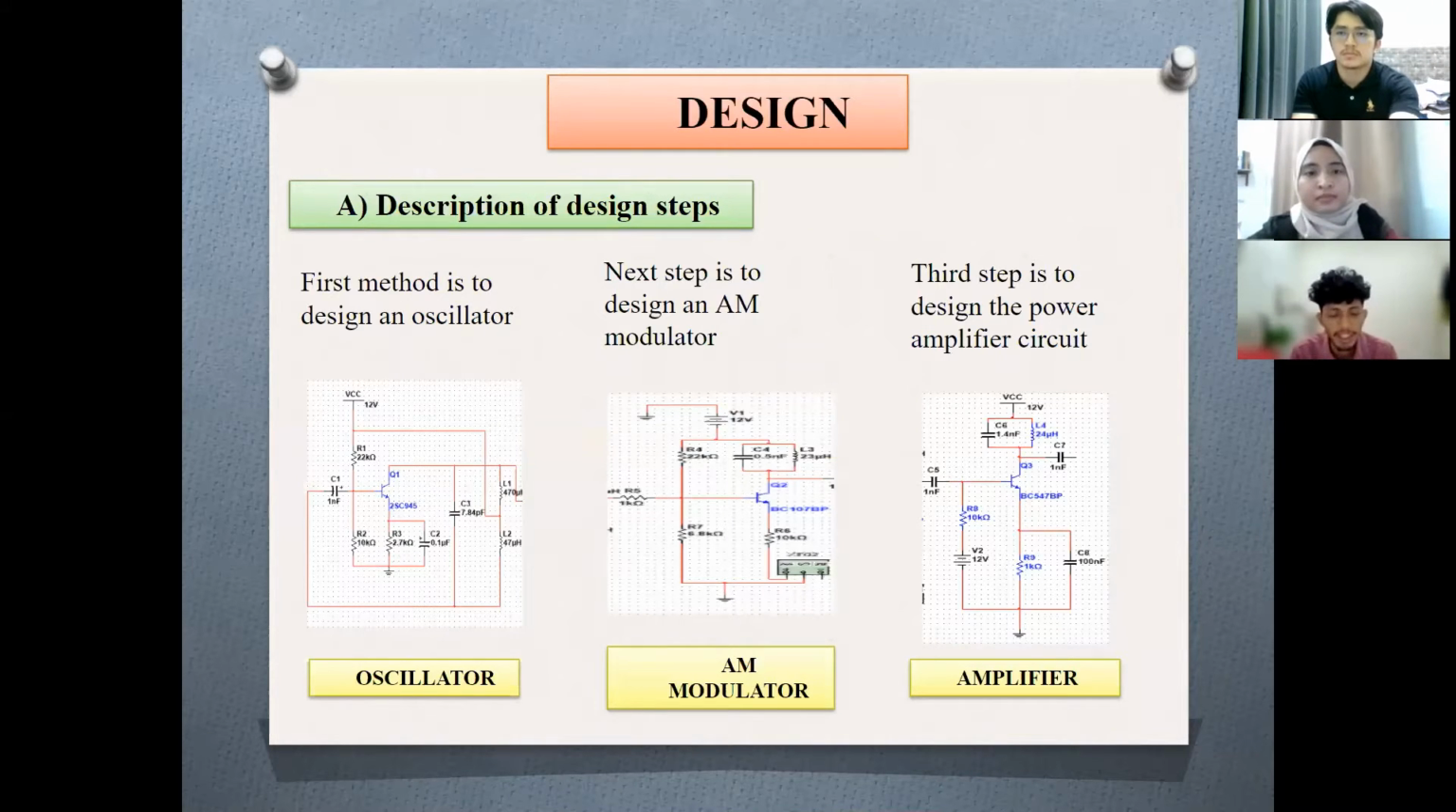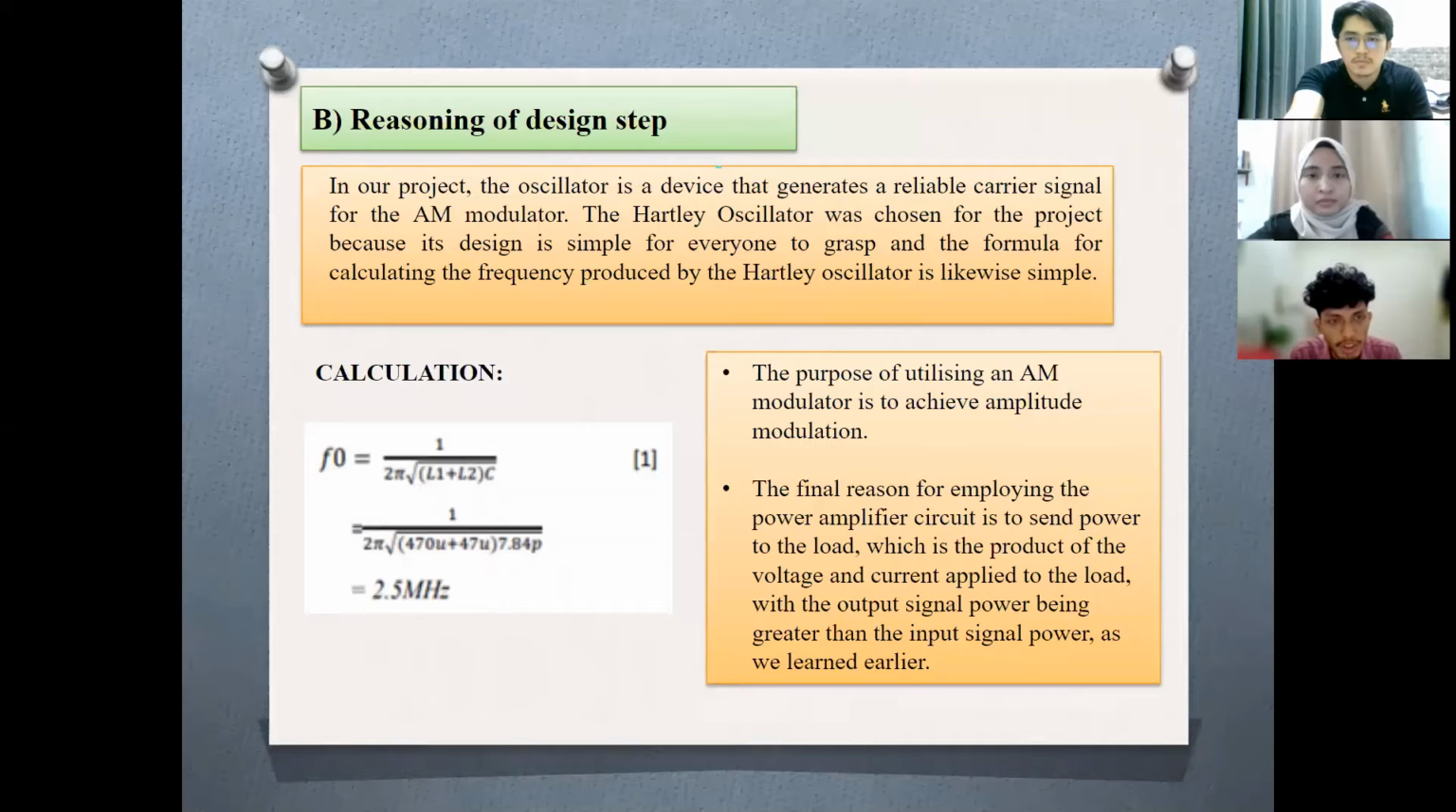For the design, there are 3 steps. First, we design our oscillator circuit. Second, we design the AM modulator circuit, and lastly, the third step is to design the power amplifier circuit. The reason for the design steps is that in our project, the oscillator is a device that generates a reliable carrier signal for the AM modulator. The Hartley oscillator was chosen for the project because its design is simple for everyone, and the formula for calculating the frequency produced by the Hartley oscillator is likewise simple.